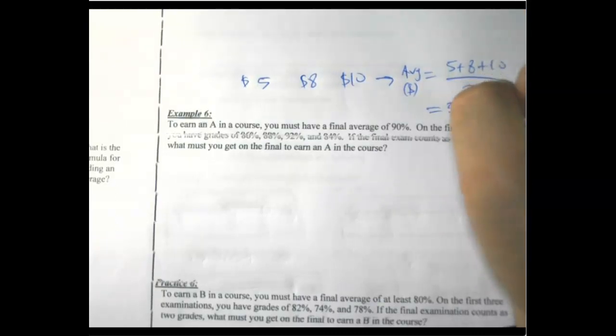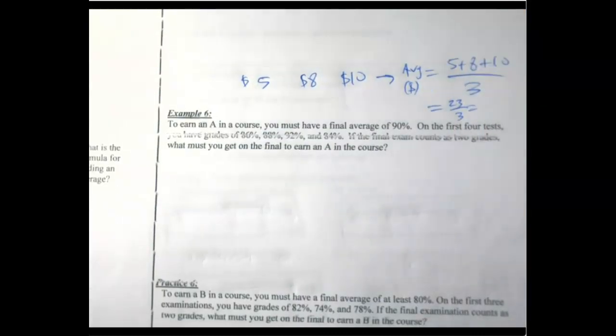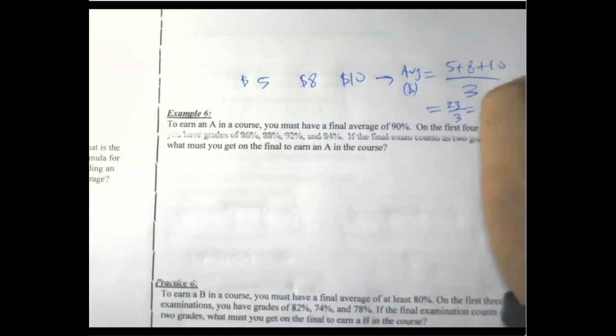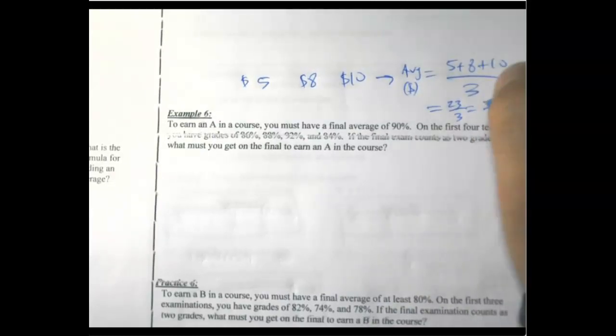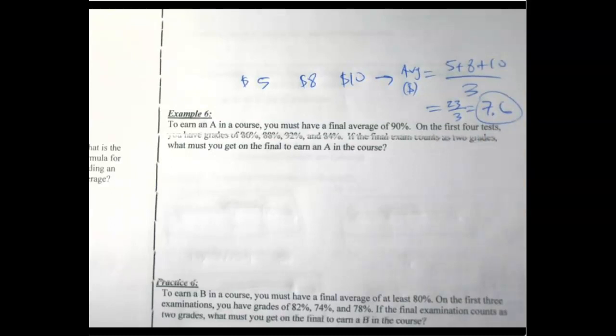So let's see, what would this be? 13 and 10, that's 23. And then 23 divided by 3, is that something like 7.6 would be my average. So I add up all the values and divide by how many there is.